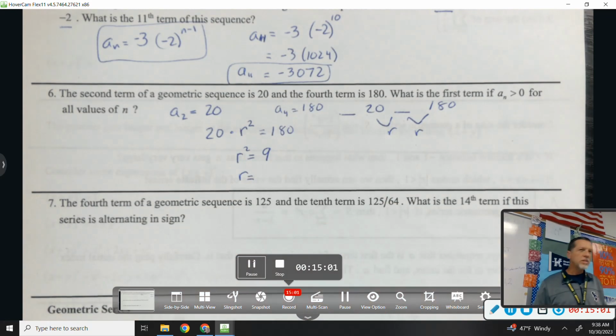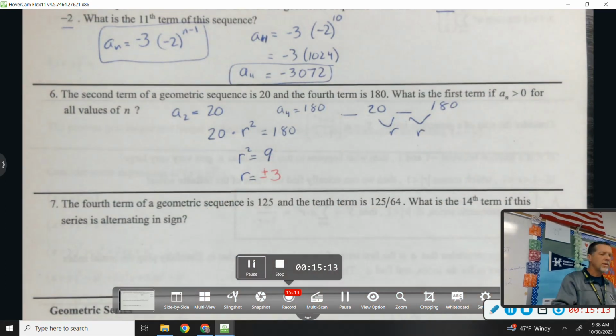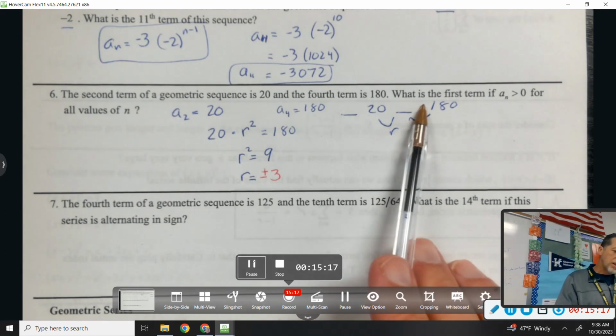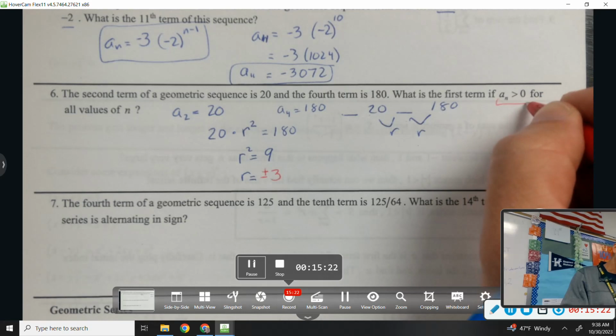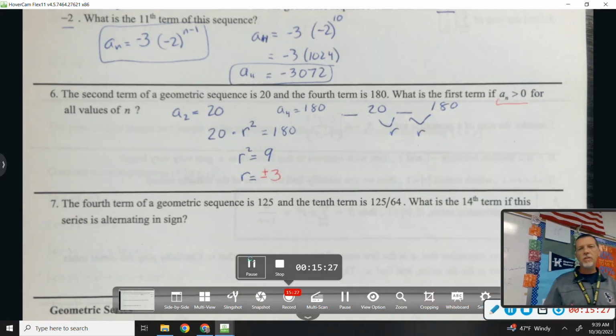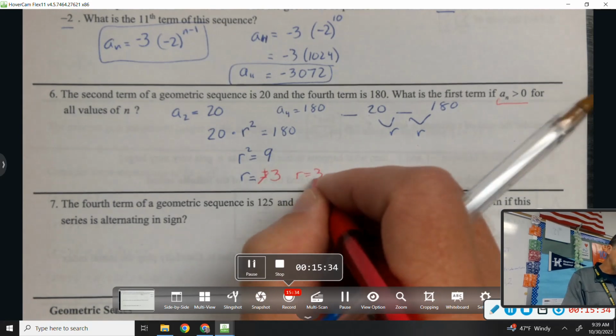So r equals, if r squared is 9, plus or minus? Plus or minus 3. Now, the second statement, what is the first term if a sub n is greater than 0 for all values of n? So a sub n is always greater than 0. So then r has to be positive. So I can throw out the negative one. R is just going to be positive 3 to make this work.